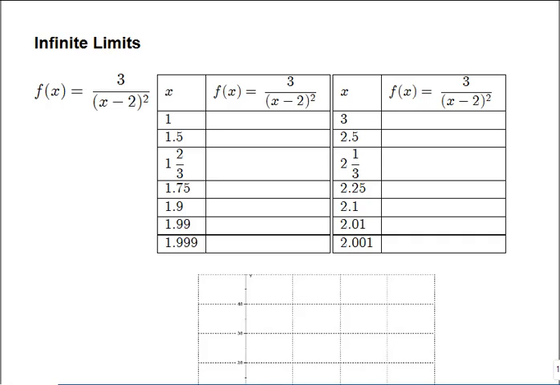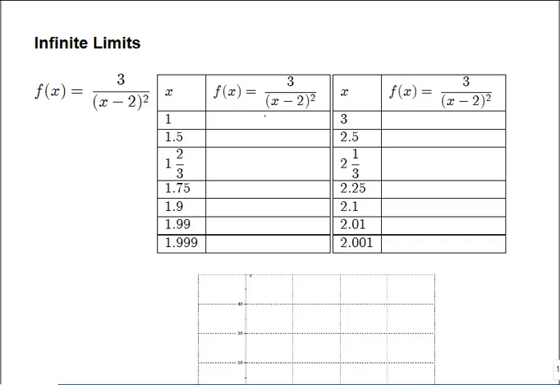Welcome to the video lecture on infinite limits. We are going to take a look at the function f of x equals 3 over the quantity x minus 2 squared. And we're going to explore what the limit of this function is as x gets closer and closer to 2. So I'm going to start by finding this limit numerically using a table of values.